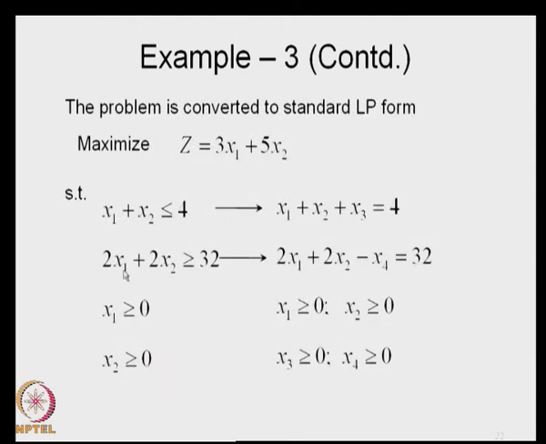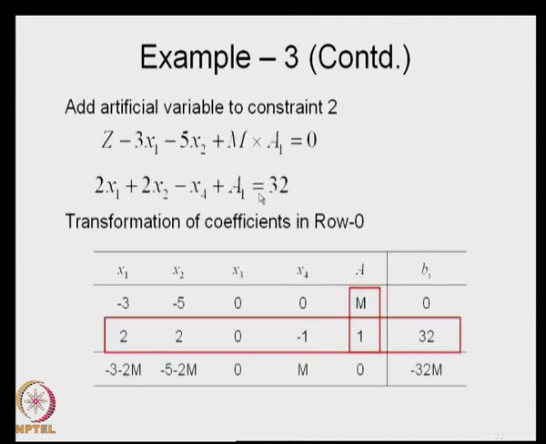Then the row containing the artificial variable will be 2 x 1 plus 2 x 2 minus x 4 plus a 1 is equal to 32. So, that is the row containing the artificial variable. You transform like we did earlier, and this will be the transformed row: minus 3 minus 2 M, minus 5 minus 2 M, 0, M, 0, minus 32 M.